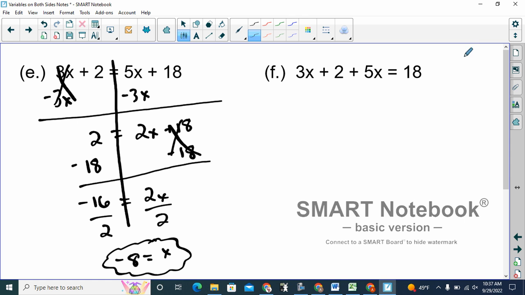Part F looks very similar to part E. 3x plus 2 plus 5x equals 18. I have all the same numbers. I have the same signs even. 5x is positive, 18 is positive. The equal sign's in a different place though.